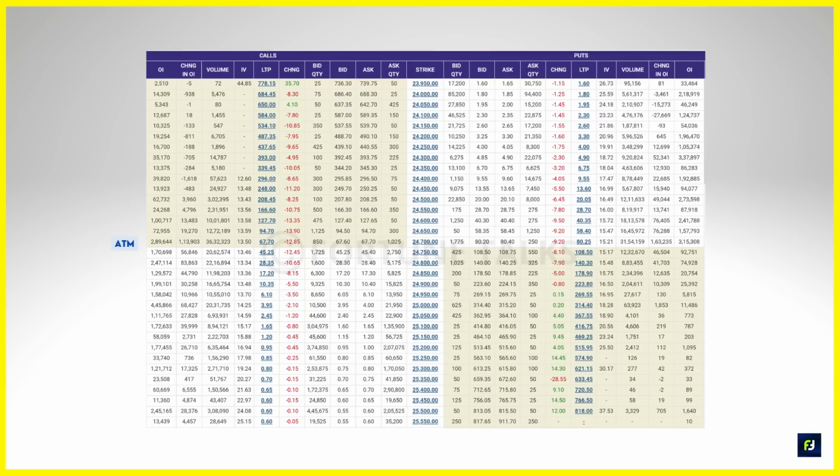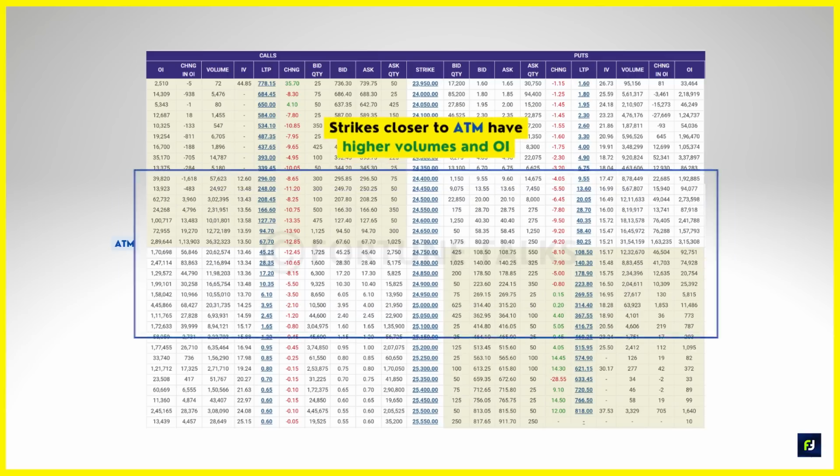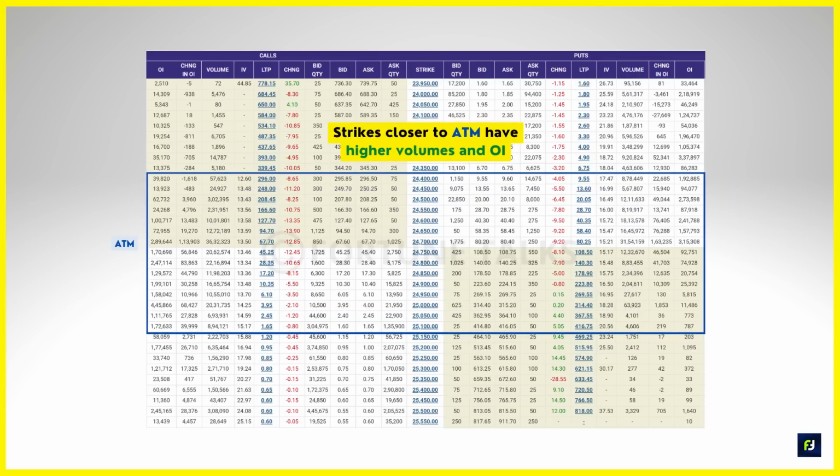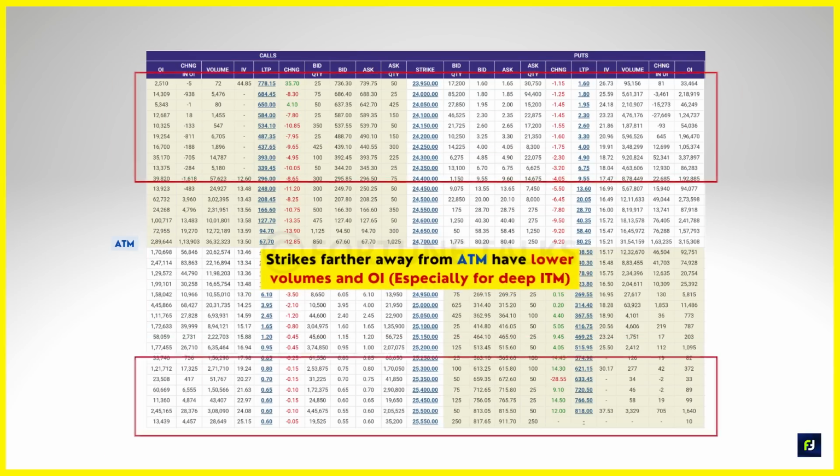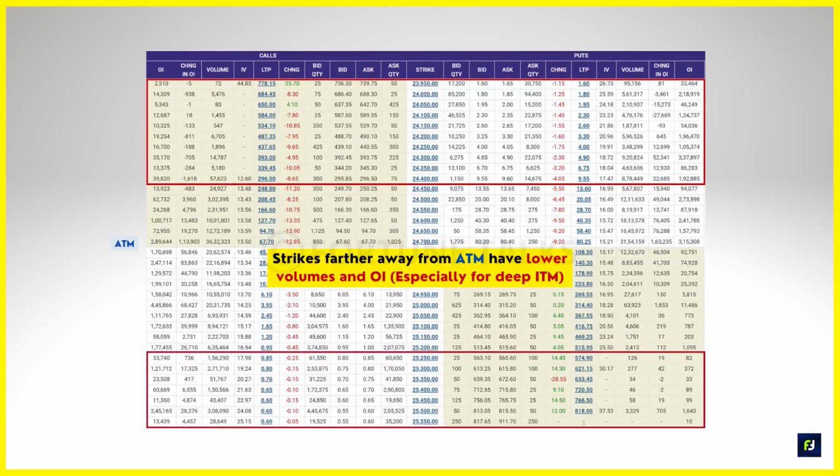This is the Nifty option chain for contracts expiring on 29th August 2024. As you can observe, most of the volume and open interest activity tends to occur around options that are closer to the at the money. The further the options are from ATM, the lower the volumes and the open interest tend to get. Also, options that are very deep in the money or very deep out of the money have much less volume and open interest compared to options that are closer to the at the money strikes.